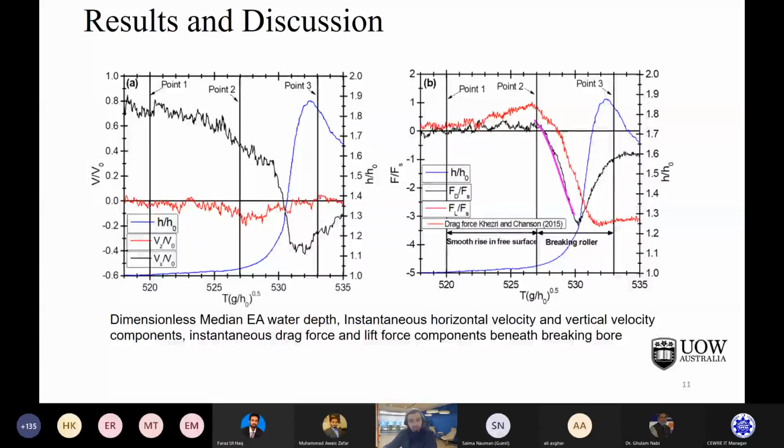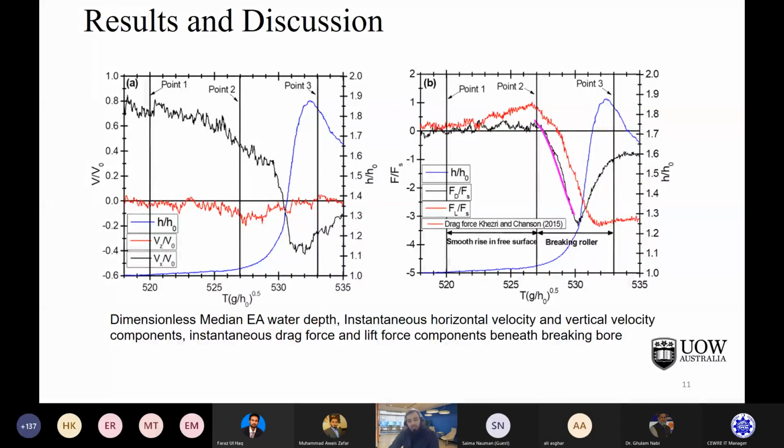Stage one was the smooth rise of the free water surface to the roller toe, while roller toe to the peak of the first wave crest was stage two. At stage one, lift force was the predominant force, which was 70 to 80% of the submerged weight of the target sphere. However, behind the bore during stage two, the increasing trend of drag force along the bore had a significant role in maintaining motion and determining its extent.